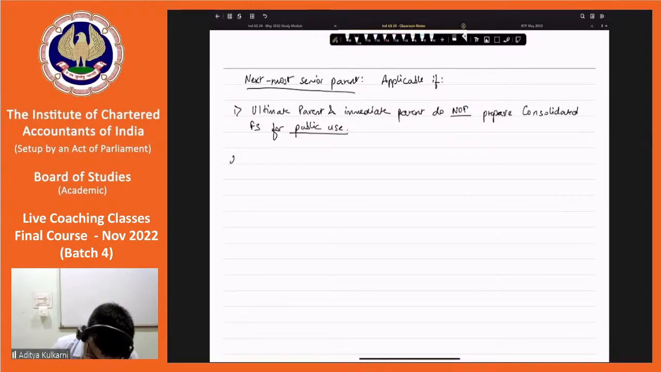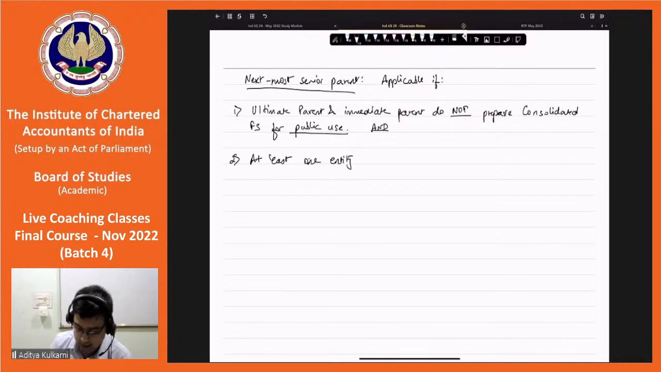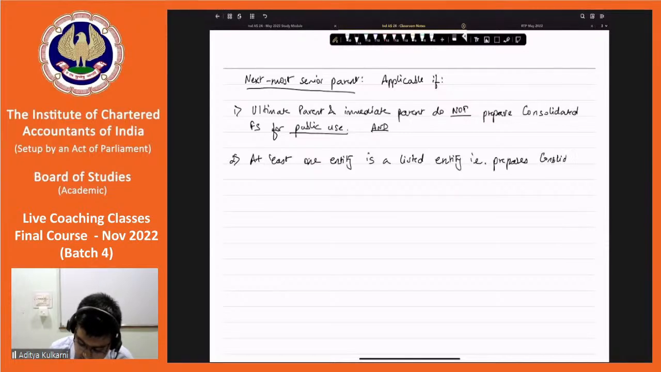And second, at least one entity is a listed entity, that is, one that prepares consolidated financial statements for public use.